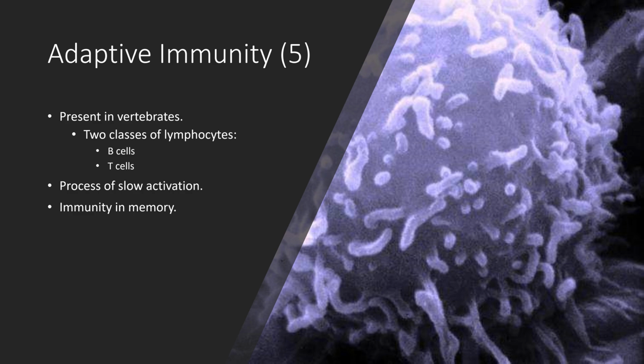Speaking about adaptive immunity, it is only present in vertebrates and contains two classes of lymphocytes. These are classes of white blood cells that include B cells and T cells. Natural killer cells are also lymphocytes, but they contribute to innate immunity. This activation is slow, but it creates immunological memory. It's basically an enhanced response to previously encountered pathogens. The way that B cells and T cells cause immunological memory, we're going to look at in the next slide.